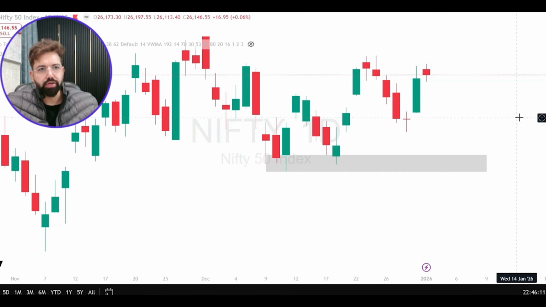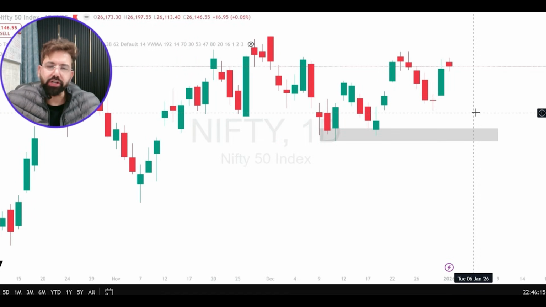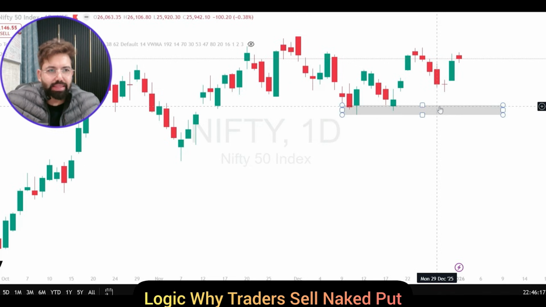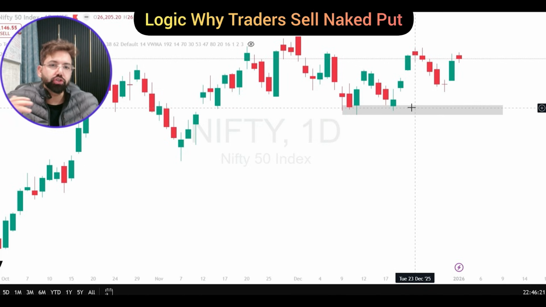So here we are on a Nifty daily chart, as you can see. Now, why would any retail trader sell a naked put? Simply, they try to sell the put which is below the support. They assume that the market will remain above the support. So that's why most people sell a naked put option.